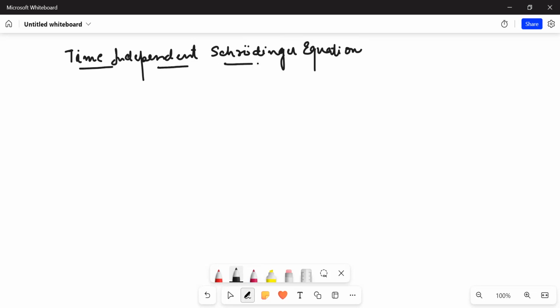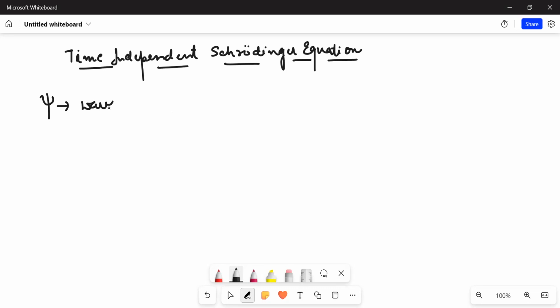So far, we have done some discussion on wave functions, some properties of physically realizable wave functions, and a little bit about probability density. And today we are going to come to the topic called the time independent Schrodinger equation.